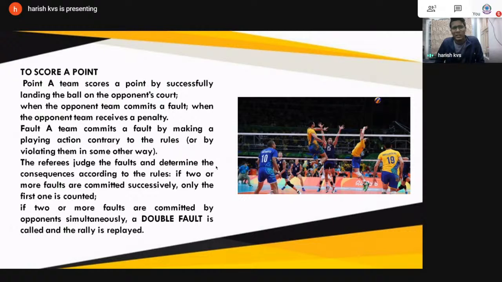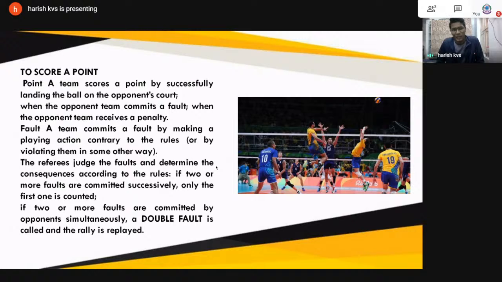Point number one would be that a team can score a point by successfully landing the ball on the opponent's court. The moment a player from one of the teams is able to make the ball land on the opponent's side of the court, then his team would score a point. The other aspect is when the opponent team commits a fault or receives a penalty. If your opponent team is committing a foul, then you will be getting a point. This is one more way by which a team can score a point in a volleyball game.